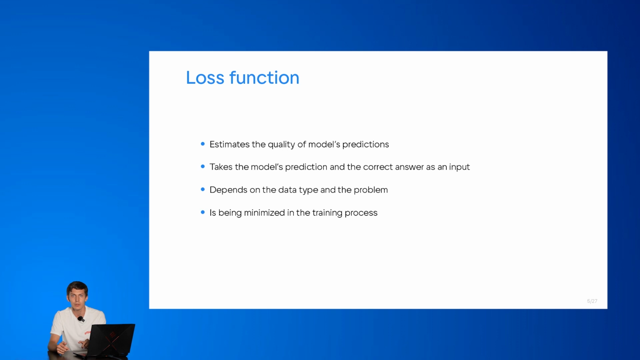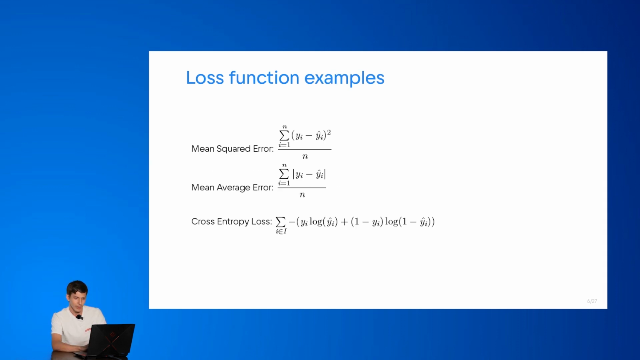As we have already learned, the model's predictions depend on the input information and the weights. That's why we can say that the loss function depends on the weights. What we are doing through learning is trying to decrease the values of the loss function by adjusting the weights. There are a lot of types of loss functions, and their choice depends on the problem. Here we can see three examples of loss functions: mean squared error, mean absolute error, and cross-entropy loss.